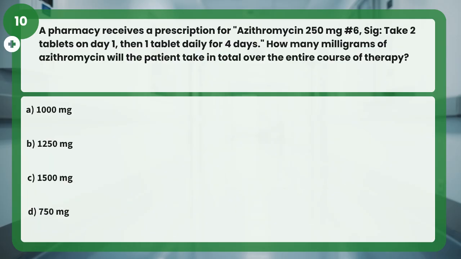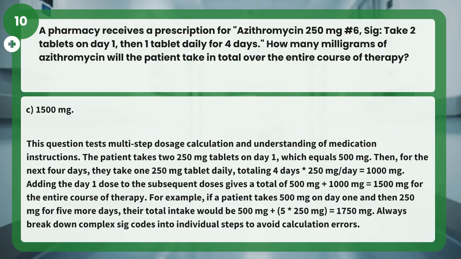Question 10. A pharmacy receives a prescription for azithromycin 250 mg, number 6, sig: take 2 tablets on day 1, then 1 tablet daily for 4 days. How many milligrams of azithromycin will the patient take in total over the entire course of therapy? A. 1,000 milligrams. B. 1,250 milligrams. C. 1,500 milligrams. D. 750 milligrams.